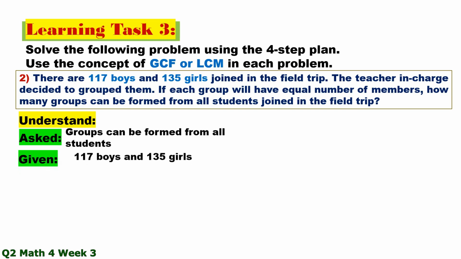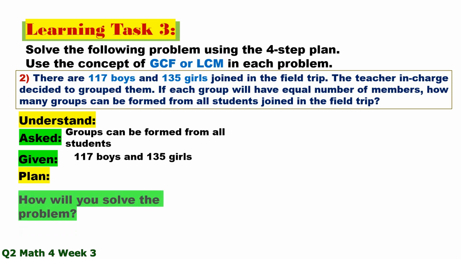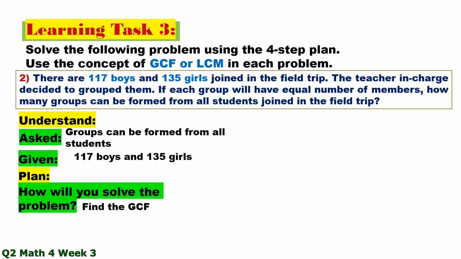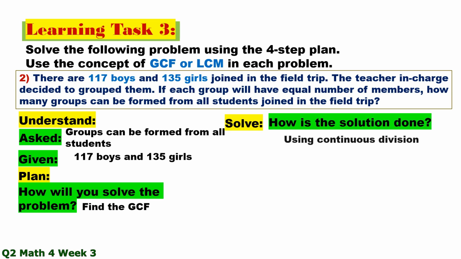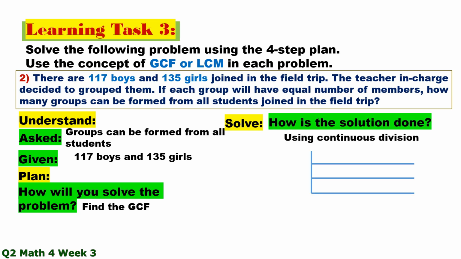Given 117 boys and 135 girls. How will you solve the problem? The GCF. How is the solution done? Using continuous division of 117 and 135. 117 and 135 are divisible by 3. 117 divided by 3, 39. 135 divided by 3, 45.